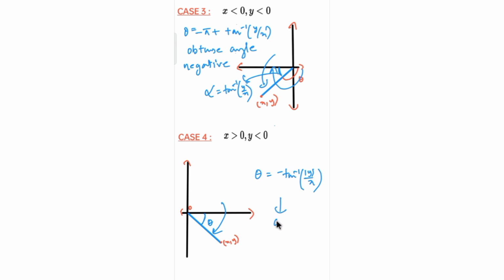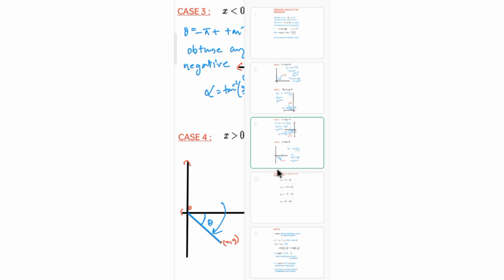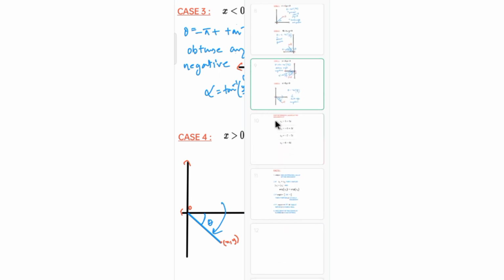And that is again an acute angle, and it is negative. We can just see from here it is the negative value. So this is how we will define the argument, the principal value of the argument.